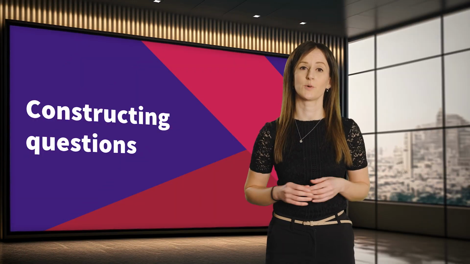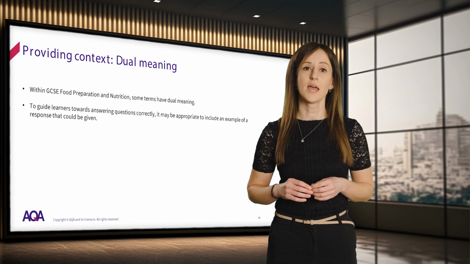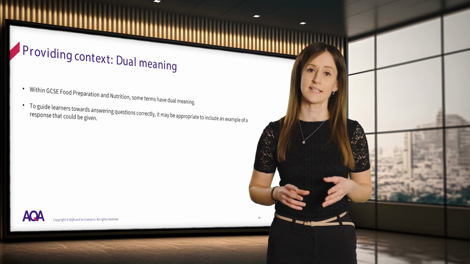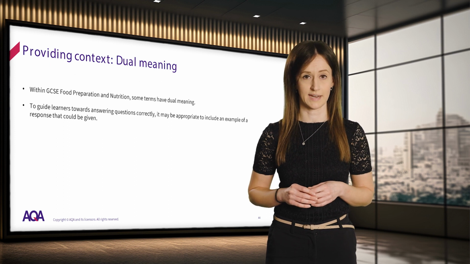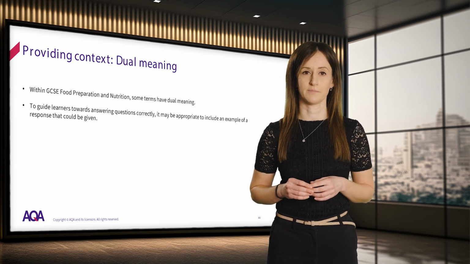We are now going to explore considerations that are made when writing other questions for the question paper. When writing questions for the question paper, it is really important that they are accessible to all students. To help with this, considerations are made about context that might be helpful. For example, some terms within the subject have dual meanings. In these instances, and to guide students with answering questions correctly, it may be appropriate to include an example of a response that could be given.